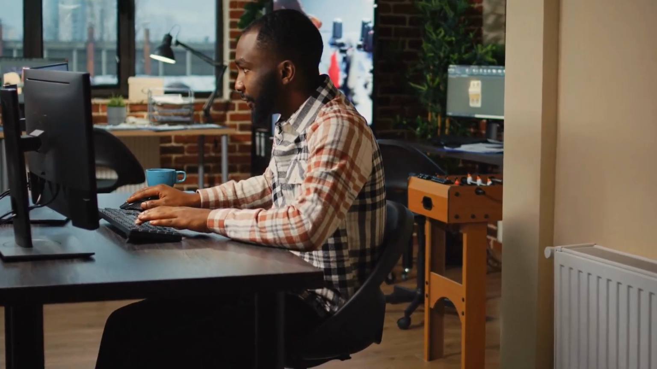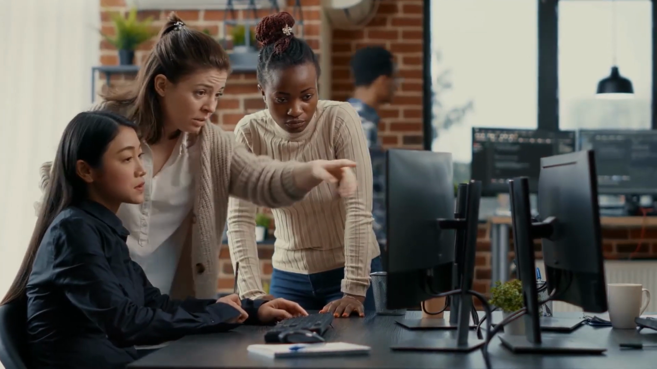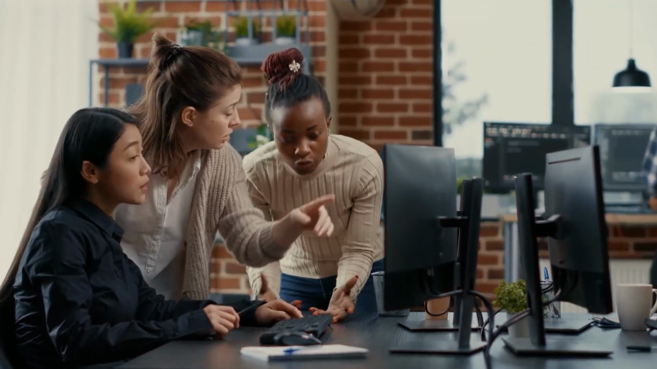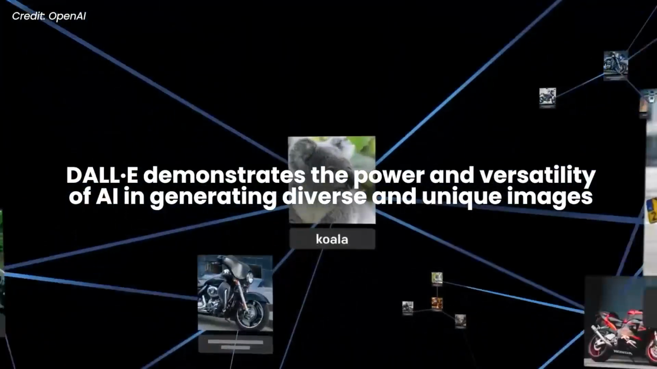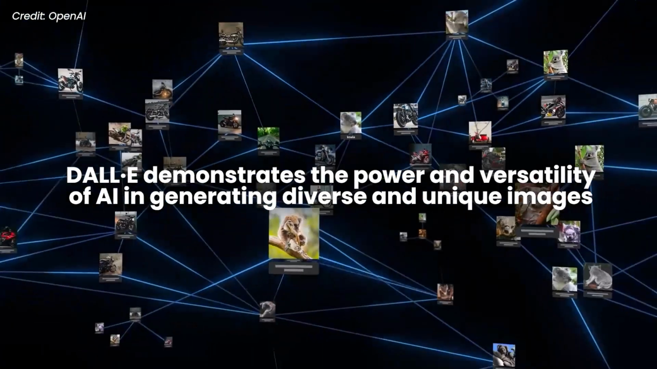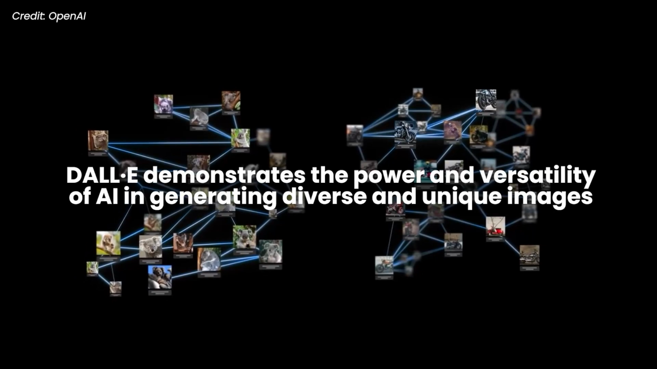Given a textual description, such as a three-legged elephant holding an ice cream cone, Dalle will generate a corresponding image of the described object. This opens up exciting possibilities for creative applications, such as visual storytelling, product design, and more. Dalle demonstrates the power and versatility of AI in generating diverse and unique images.